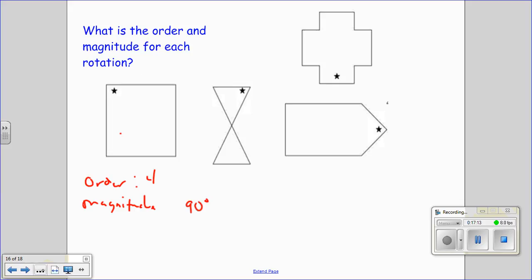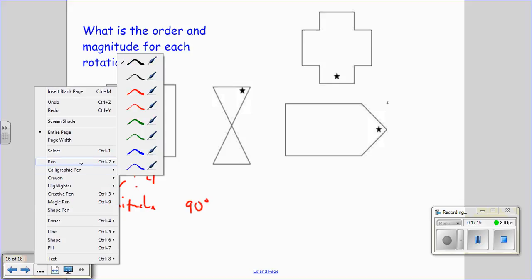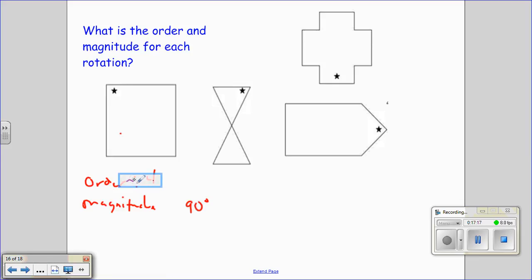Every 90 degrees, the figure looked exactly the same as it initially did. Every time we turned it counterclockwise, the figure looked exactly the same. So 1, 2, 3, 4. All right, let's practice one more.